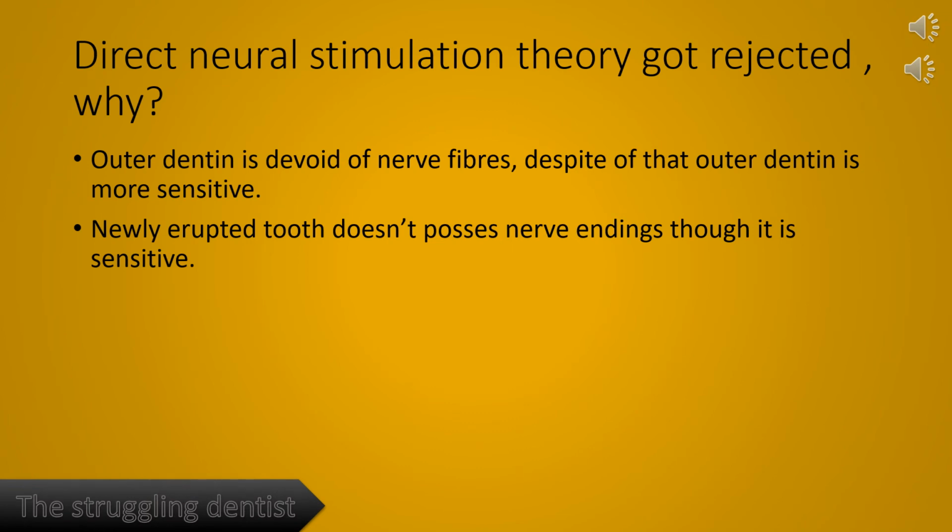Why? Before going to this, we should know that dentin contains outer dentin and inner dentin. Outer dentin is devoid of nerve fibers. Despite that, outer dentin is more sensitive than inner dentin, but why is it more sensitive? Because peritubular dentin thickness is less in the outer part of dentin. So the odontoblast and mainly the tubules are easily stimulated in the outer part than inner, which causes fluid movement, which is the main reason for nerve stimulation.